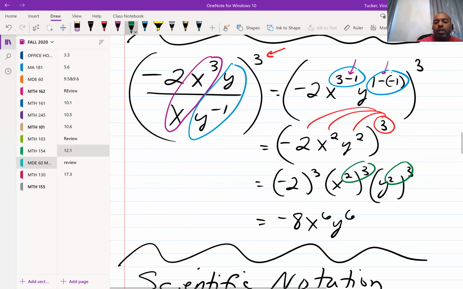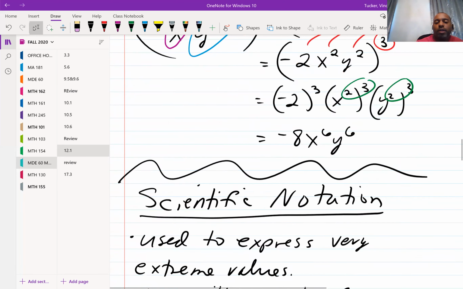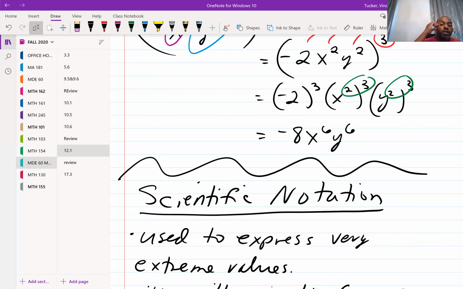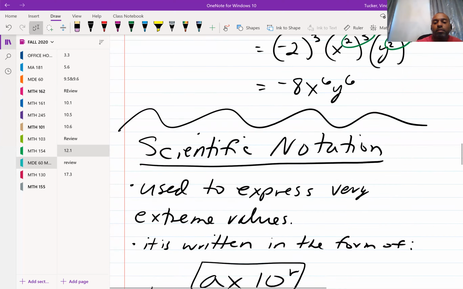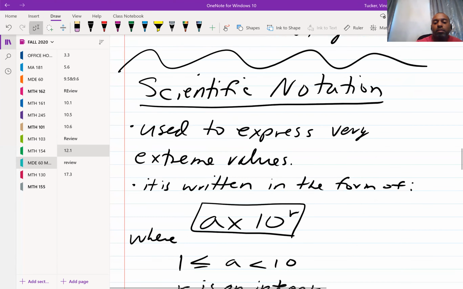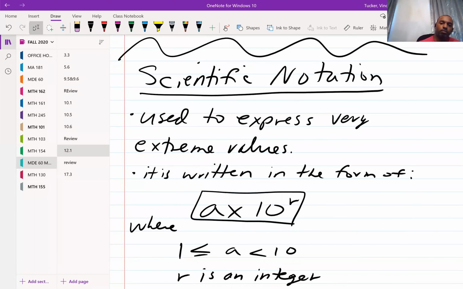All right. So one more thing in this section is scientific notation. So scientific notation is used to express very extreme values, whether it's very, very large or very, very small. It's written in the form of A times 10 to the R power, where A is going to be in between 1 and 10, and R, your exponent, is going to be an integer.